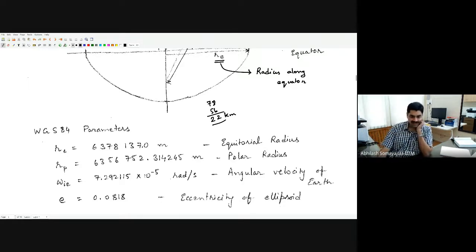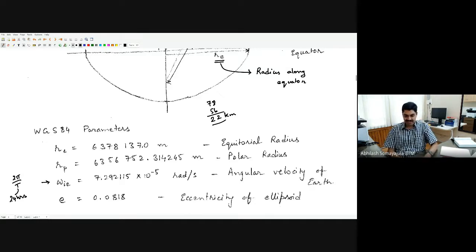Now, Earth is rotating about its axis once every 24 hours. So that correspondingly gives us our angular velocity of the Earth frame with respect to the inertial frame, and that is given as 7.292115. This is nothing but 2 pi by T, where T is 24 hours. I express that in seconds and then convert it into radians per second. This is the value you should get.